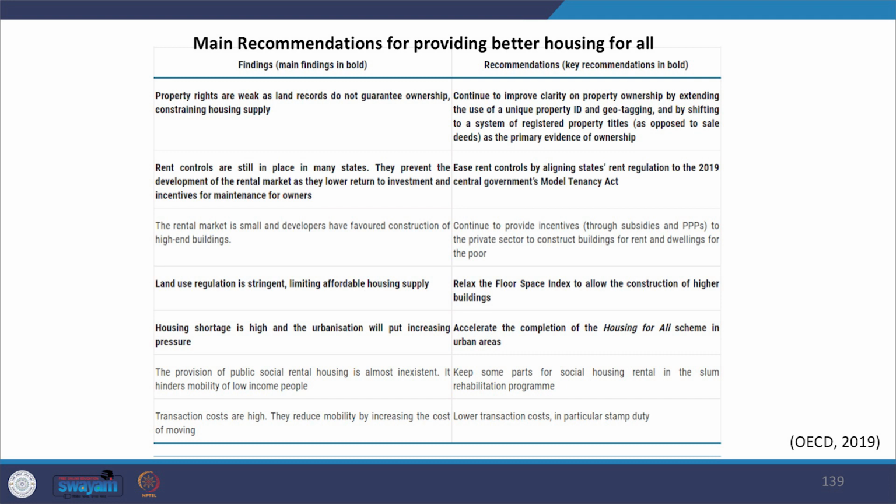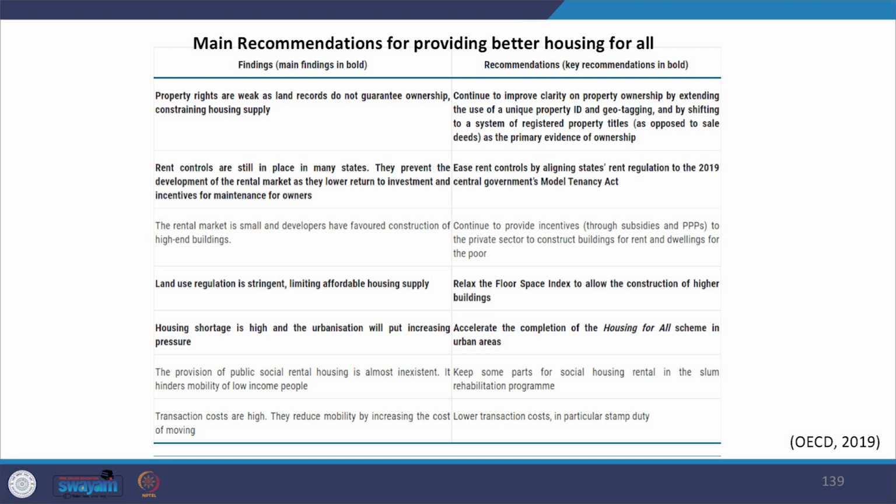On the left hand side we can see that property rights in our country are weak as land records do not guarantee ownership, which constrains housing supply. So certain recommendations which can help to improve the situation are to continue to improve clarity on property ownership by extending the use of unique property ID and geotagging, and by shifting to a system of registered property titles as opposed to sale deeds as the primary evidence of ownership.